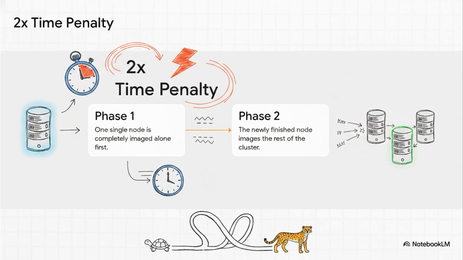And man, even if you do manage to use it, you're going to face a severe performance hit. We're talking roughly a 2x imaging time penalty with CVM Foundation. Why does it take so long? Well, it's because it has to use a two-phase bootstrap process. If your imaging job includes the node that's actually hosting the CVM Foundation itself, the whole process splits. Step 1, one completely separate single node gets imaged all by itself first.